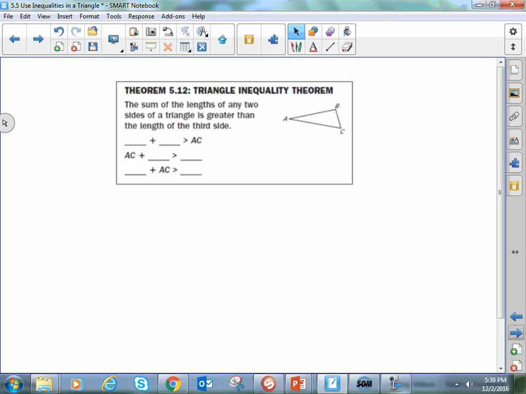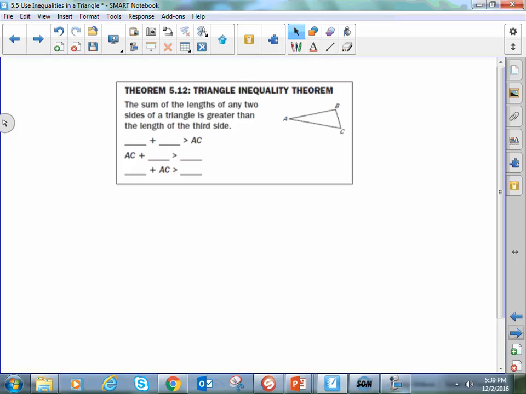One is, how do we know if 3 sides of a figure or 3 segments will actually form a triangle or not? And the other thing that they like to ask a lot is, if you know 2 sides of a triangle, what is the range of numbers that the third side could possibly be?